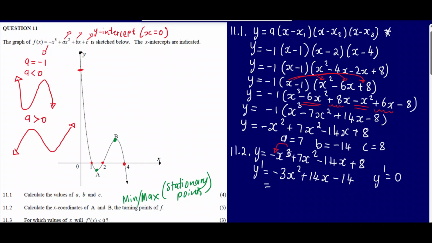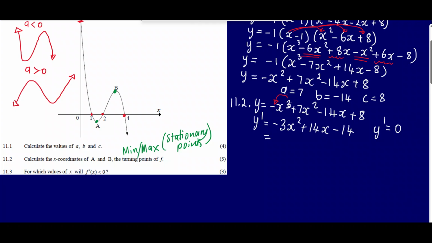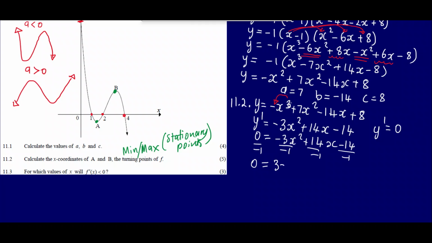So what we're going to do here is take the first derivative and equate it to 0. So we took the first derivative, we equated it to 0, and now we can solve for x. Looking at this, it's just a quadratic equation, and we've solved many of these equations. We just divide by minus 1 everywhere, because we just want to make the a value positive. And this is 0, 3x squared minus 14x plus 14.